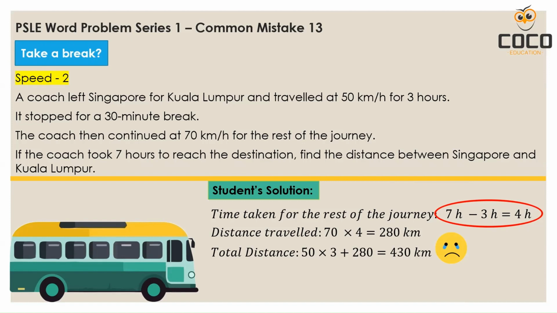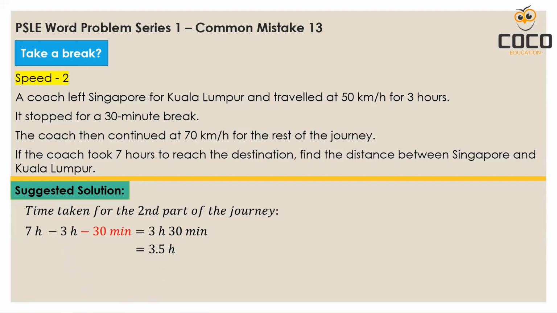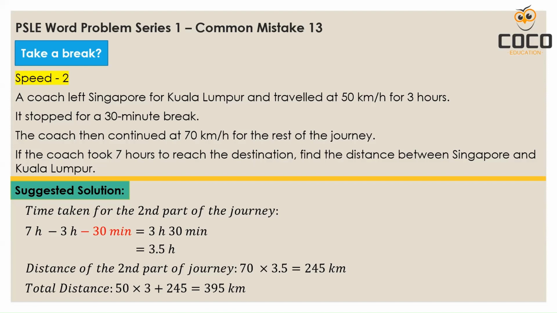Let's correct his mistake now. We first find the time taken for the second part of the journey. 7 hours minus 3 hours minus 30 minutes equals 3 hours 30 minutes, hence 3.5 hours. Next, we multiply the time and speed to get the distance for the second part of the journey, which is 245 kilometers. Finally, adding the distances together, 245 plus 150 equals 395 kilometers.